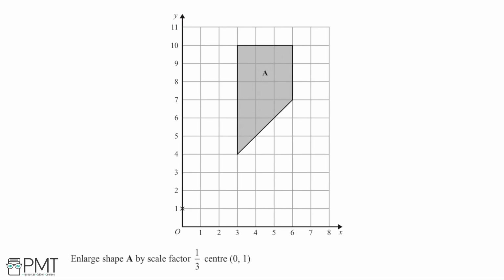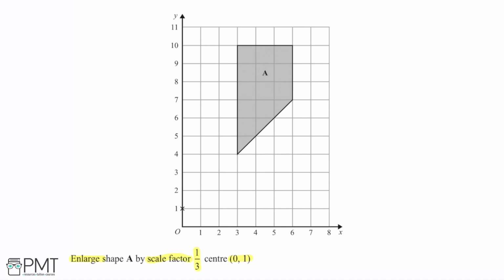So in this question, I'm asked to enlarge shape A by the scale factor of a third, and this has a centre of (0, 1). When I'm working with transformations, it's a good idea to make sense of the shape that I'm working with to begin with, and to have a rough idea of what's going to happen to it. So if we have a look at the centre (0, 1), that's going to be this point here, which is already marked on the graph, and then we have this shape A here.